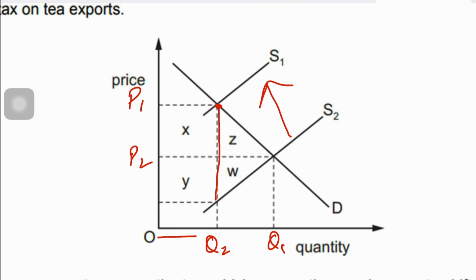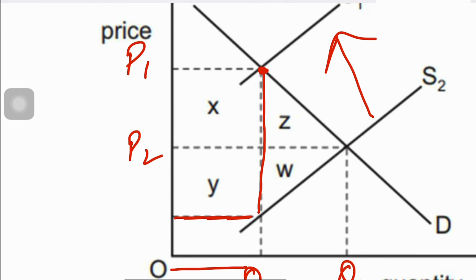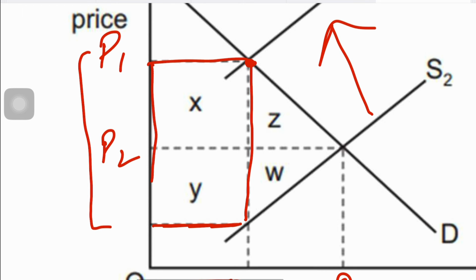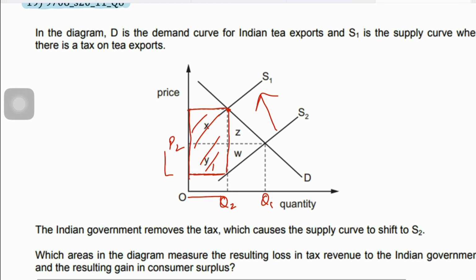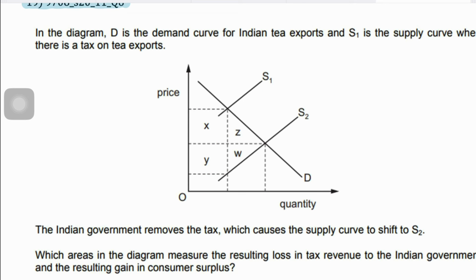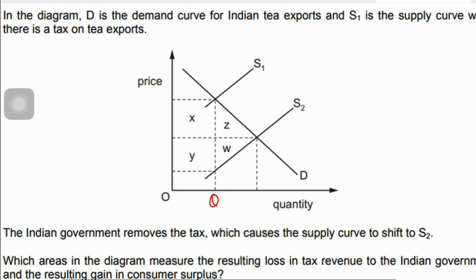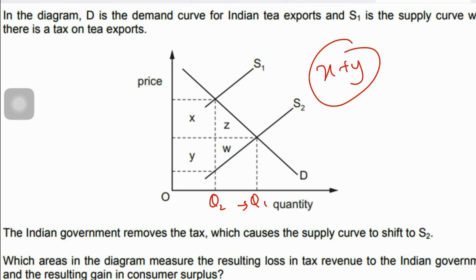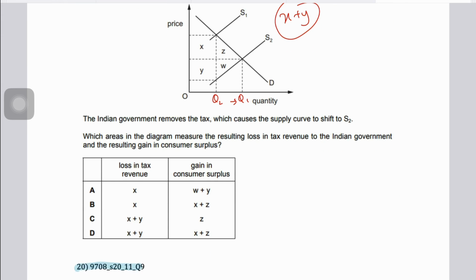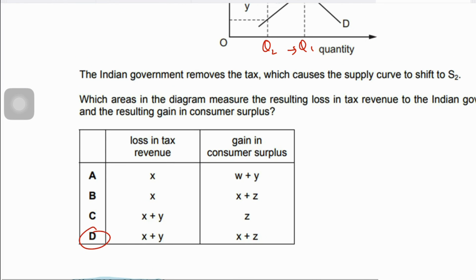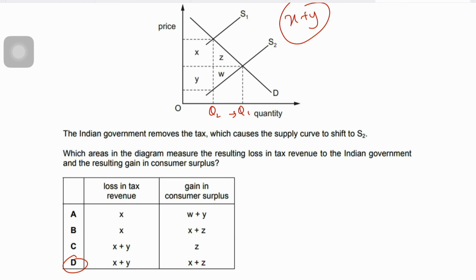So OQ2, this distance would exactly be the same as this distance, and this difference would represent the tax per unit, and hence this rectangle, X plus Y, would represent the tax revenue had an indirect tax been imposed. We can reverse it: if X plus Y was the gain in tax revenue, but you're removing the tax, the quantity goes up from Q2 to Q1, and that initial gain in tax revenue is now removed, right? So you don't gain any of this anymore. So the loss in tax revenue would be X plus Y, and the gain in surplus is X plus Z. Okay guys, moving forward to the next question.